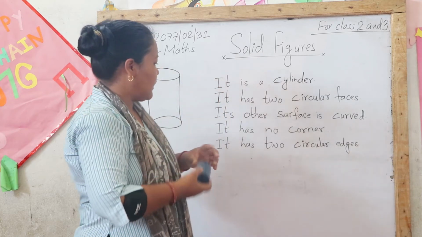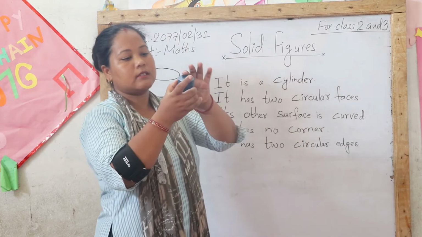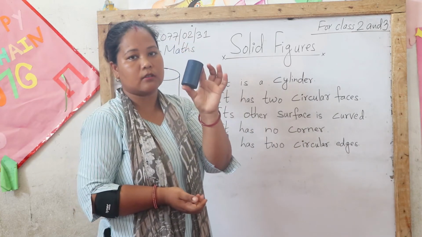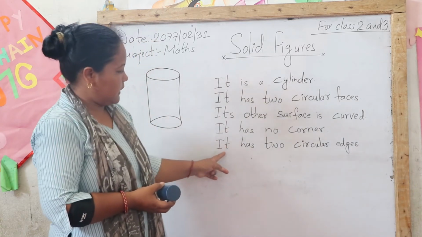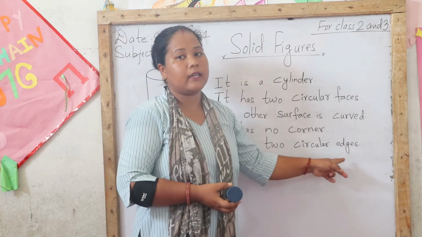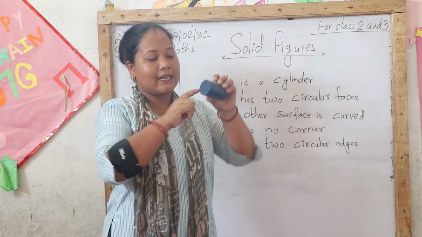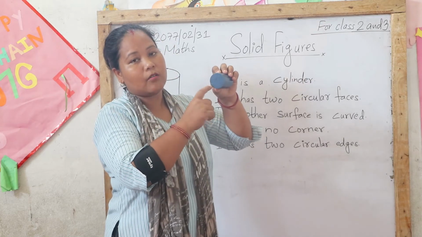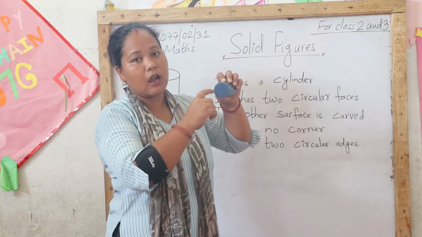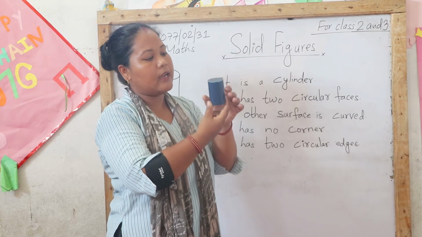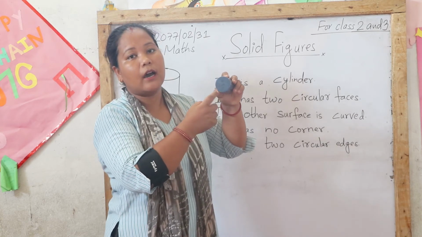curved. Okay, and it has no corners. Look, this cylinder has no corners. Okay, and the next property of cylinder is it has two circular edges. Cylinder has two edges, but those edges are in circular form. Look, one edge is in round shape, in circular shape, and next this is also an edge of the cylinder, in round shape.